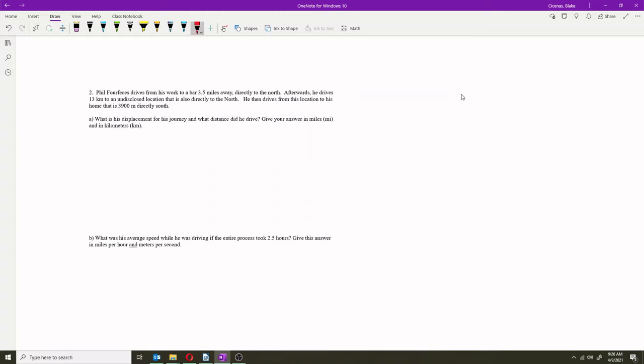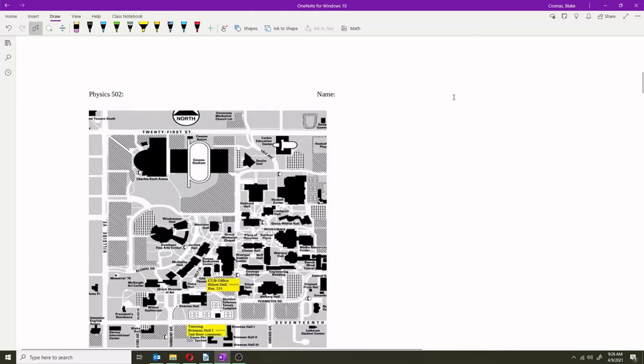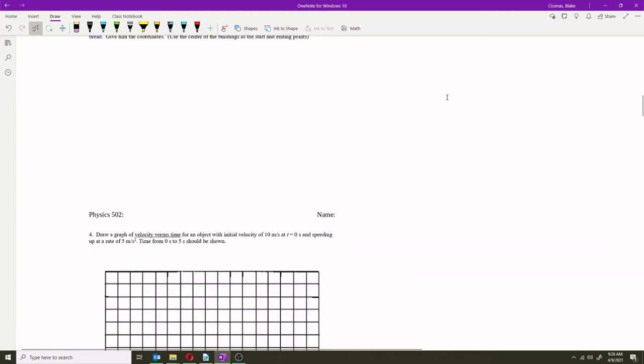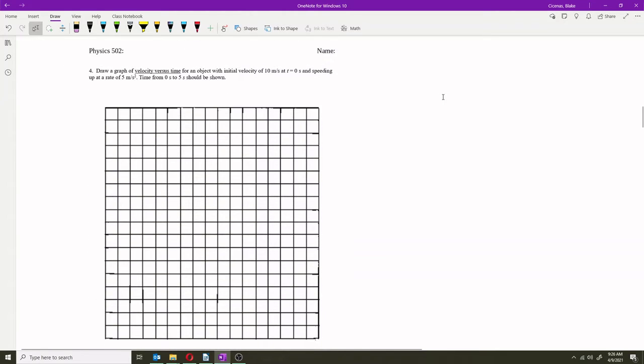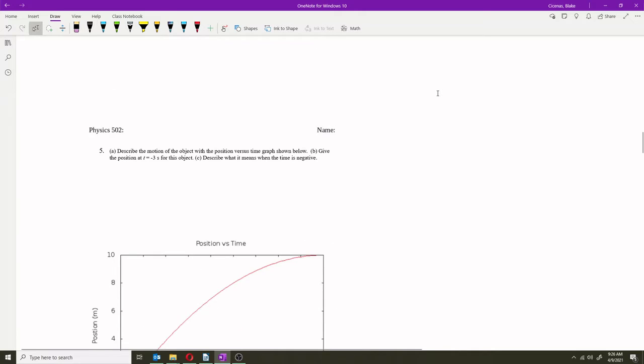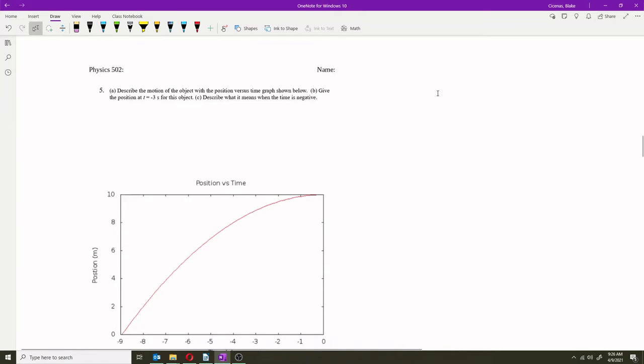The second one, I think most of you got it, but a few of you didn't realize that it needed distance and displacement, so you had to do both. Other than that, everyone seemed to do that correctly. The graph, everybody did fine. That's not important.